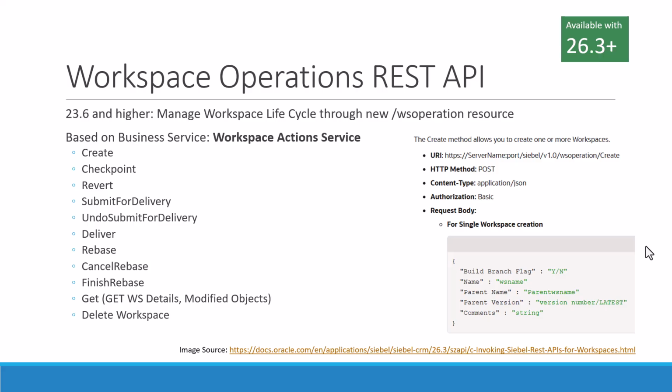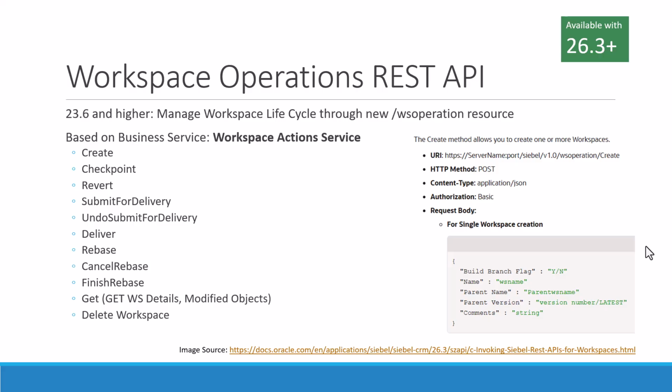It's March, almost April 2026, and we have Siebel 26.3. And one of the major enhancements in version 26.3 and higher, of course, is the addition of a new resource to the Siebel Inbound REST API that's called Workspace Operations REST API. And the resource name is /wsoperation, and it's based on a business service, the Workspace Actions service. So you get the idea.